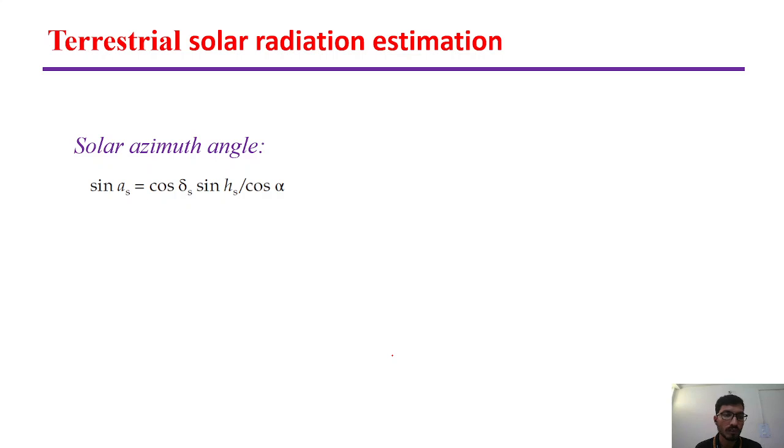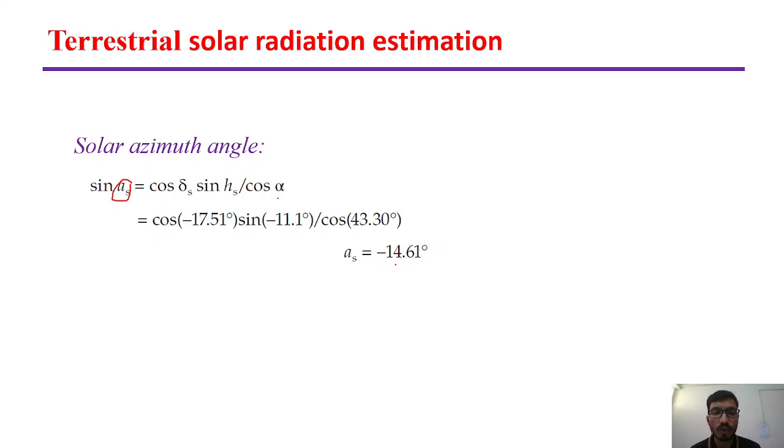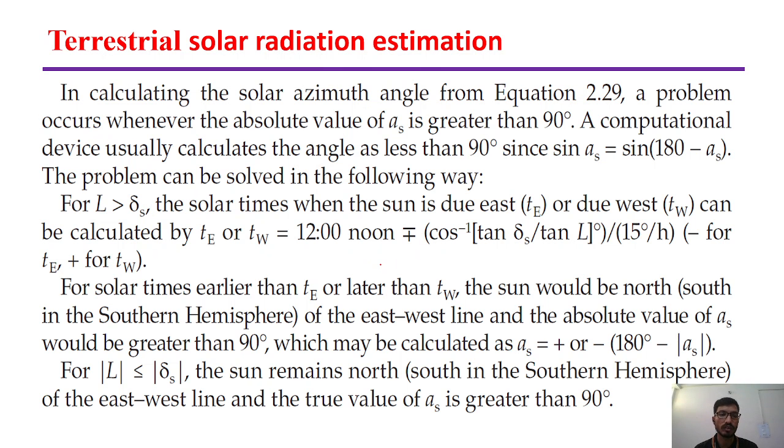So alpha we know. Now we have to calculate the solar azimuth angle, alpha S. It will be based on cos delta S, the declination angle, the hour angle, and the altitude. So the value for alpha S is equal to minus 14.61. One more thing here is that we have to know the absolute sign for alpha S. You can go into detail with this. Generally the sign varies as less than 90 degrees, since alpha S is equal to sine 180 minus alpha S.